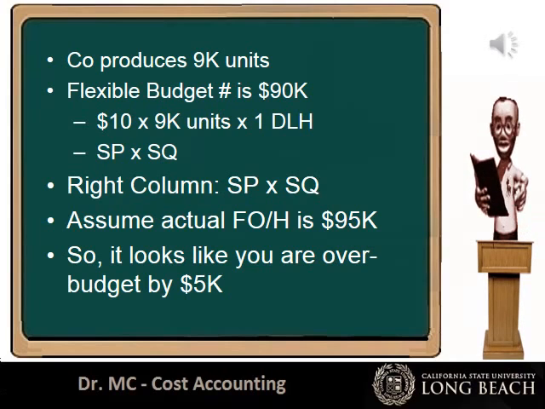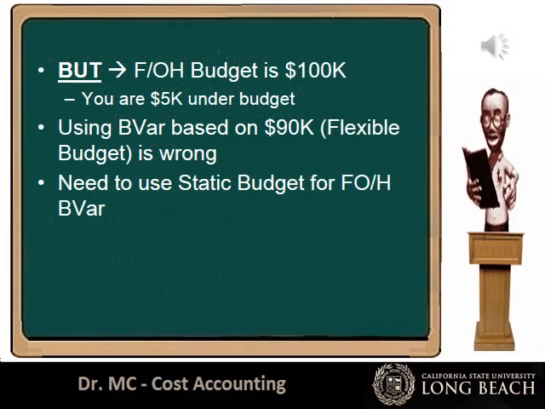If your firm actually spent $95,000 on fixed overhead, it looks like your firm went over budget by $5,000. But your firm's fixed overhead budget was $100,000, and your firm is really $5,000 under budget. Using the flexible budget for fixed costs is wrong. You need to use the static budget.